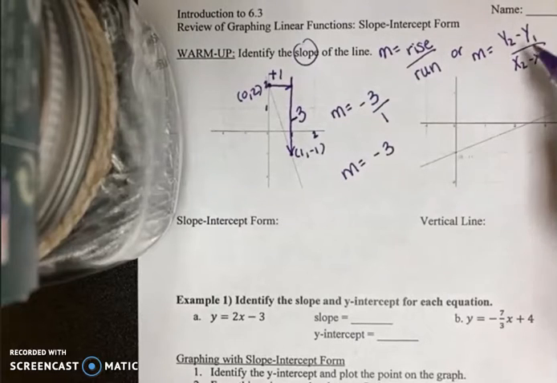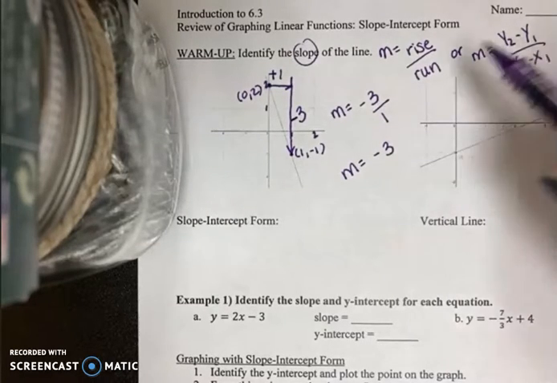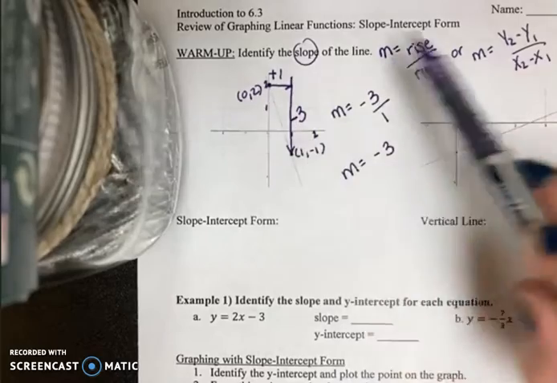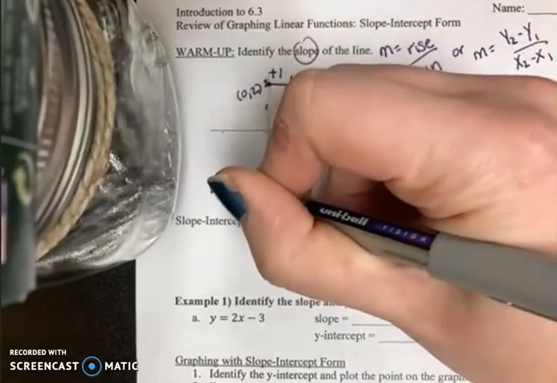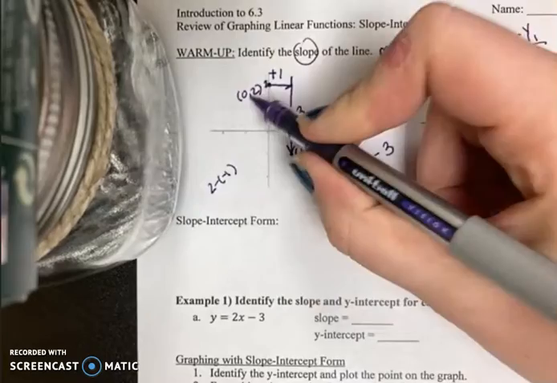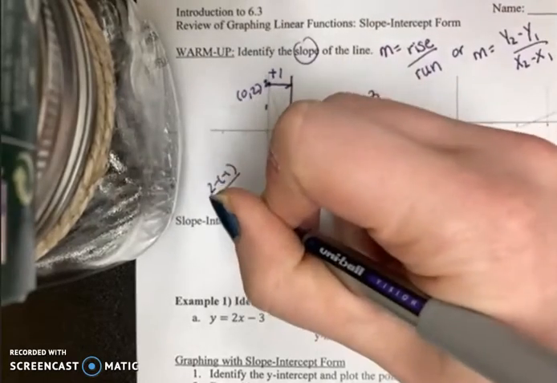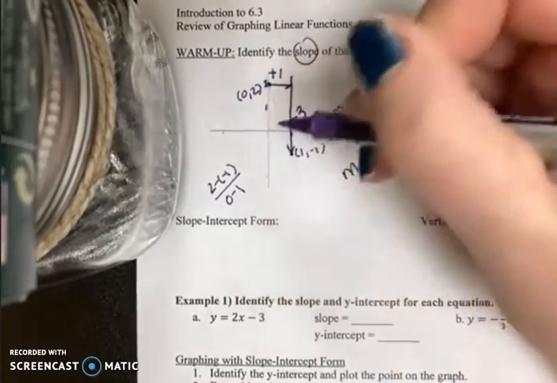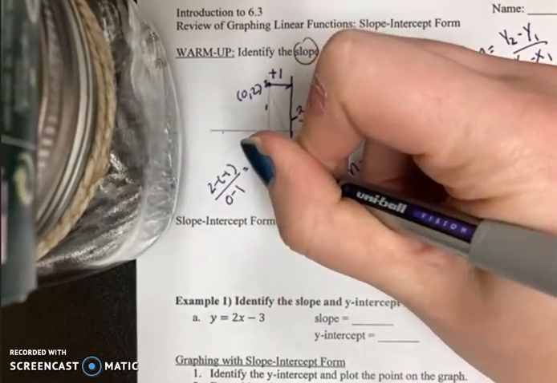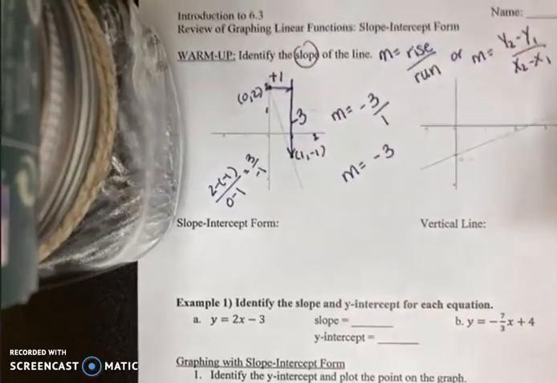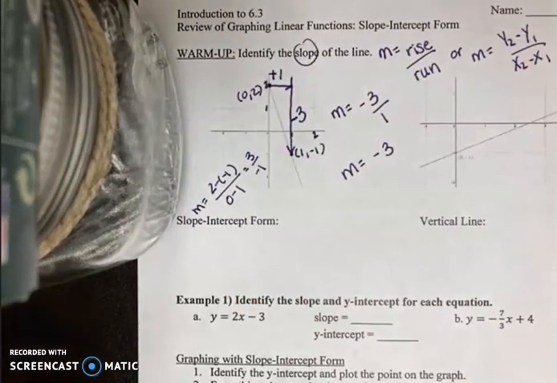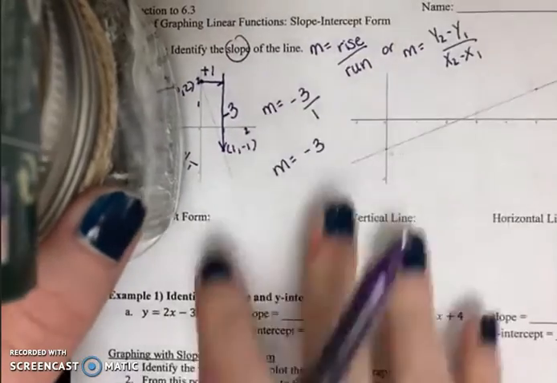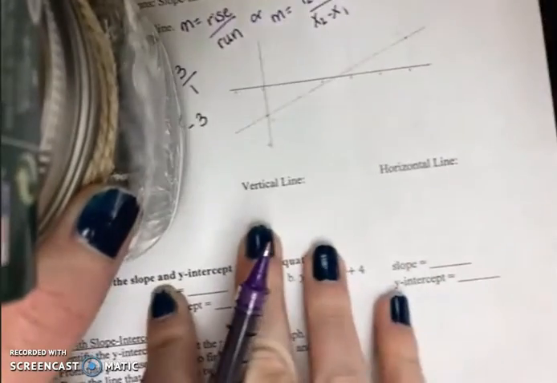You could have also plugged it into this equation. Like I said, it would be 2 minus negative 1, and then 0 minus 1. And you'll see that gives me 3 over negative 1, or negative 3. I think it's easier just to use rise over run, but it's completely up to you.